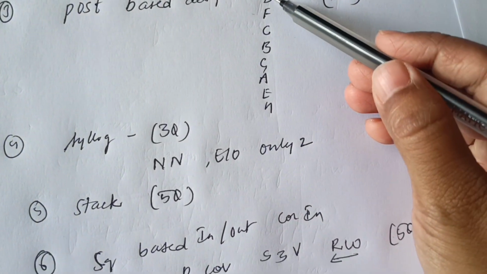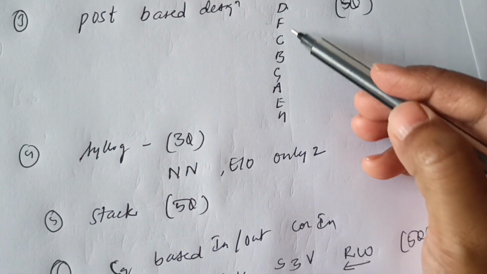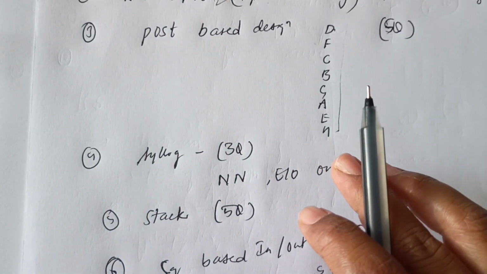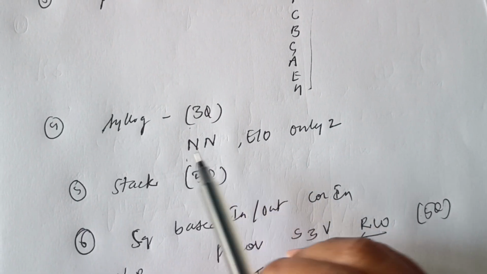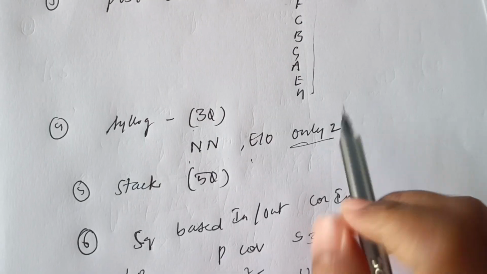Okay, and this was the sequence which I got, and I'm not sure whether it is correct or not, but I got this sequence only. So do let me know what was the sequence you got. And there were three syllogism questions. I think one was neither nor, one was either or, and the other was only two, I guess.